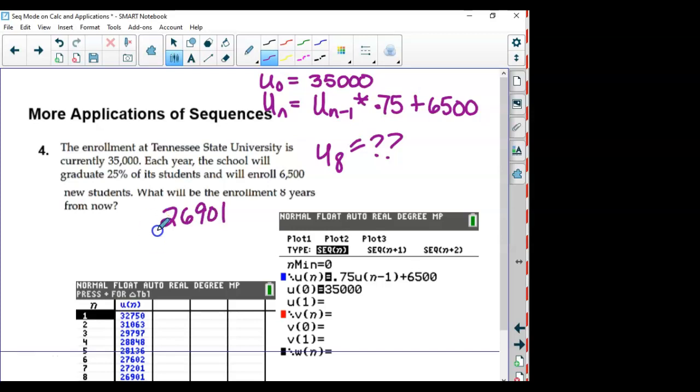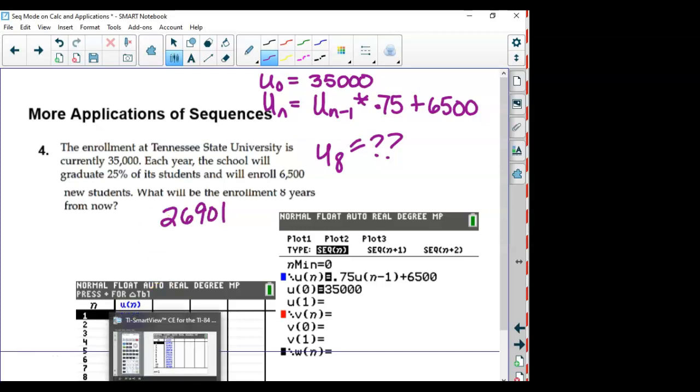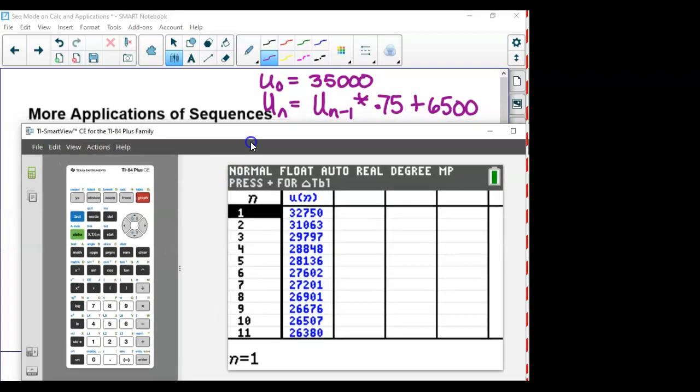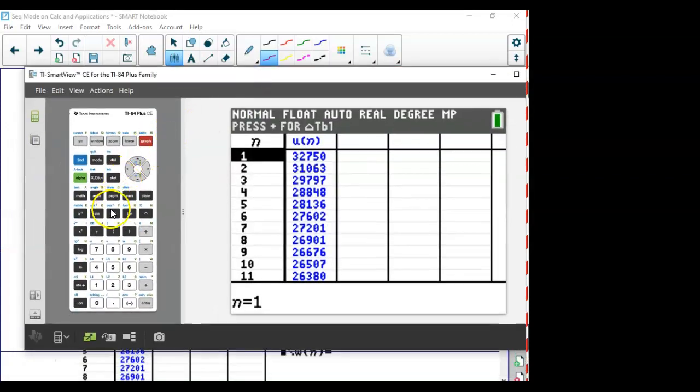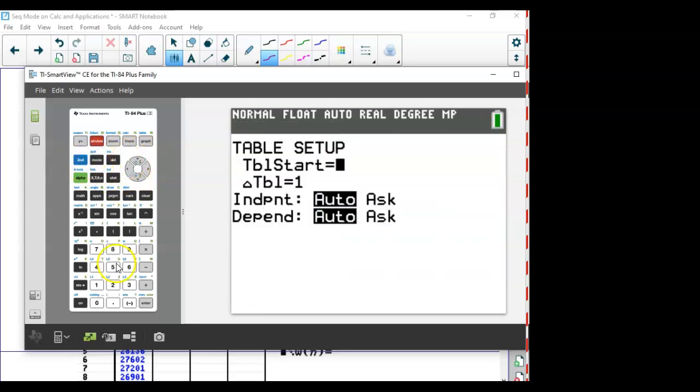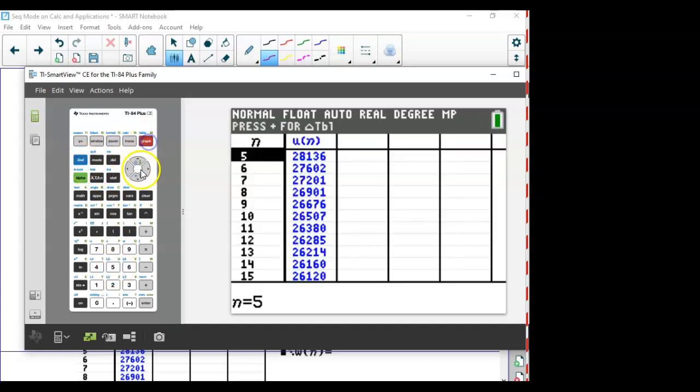I do want to show you real quick that when you have this kind of a situation where you're multiplying and adding, it frequently will approach a value after a certain number of years. I'm going to tell my table to count by 5s real quick and show you that eventually, do you see that this evens out at 26,000 eventually? Okay. Just wanted to show you that.